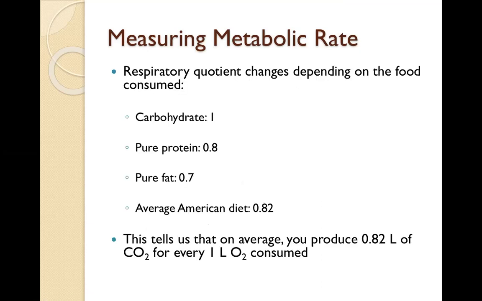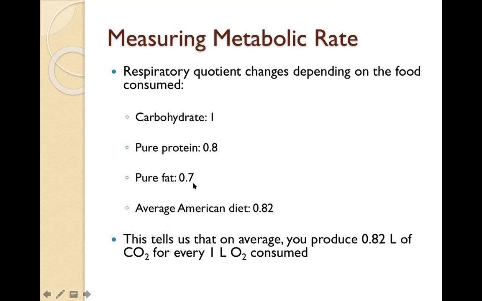So the respiratory quotient really changes depending on the combination of foods that you're ingesting. If it's purely carbohydrate, we see that it's approximately a respiratory quotient of 1. If you have a pure protein diet, your respiratory quotient goes down to about 0.8. If you only ingest fat, your respiratory quotient goes down to 0.7.